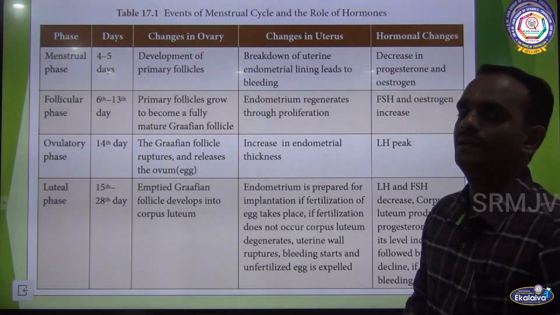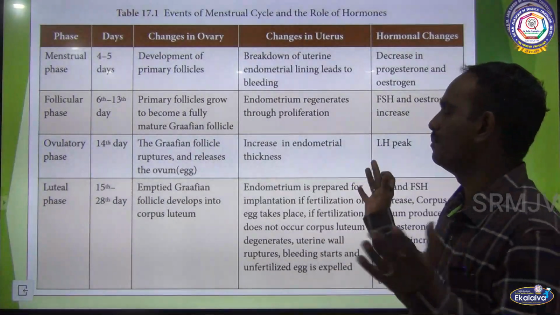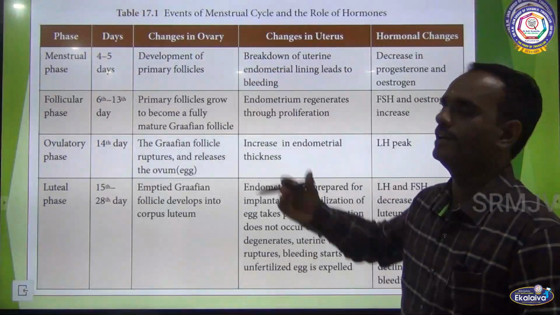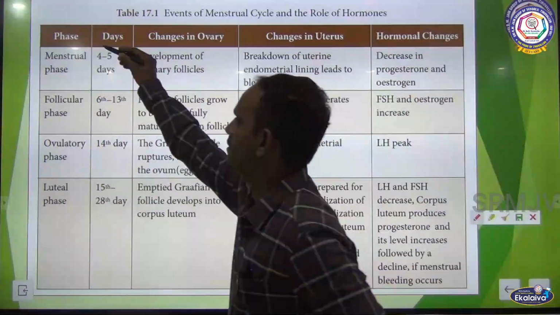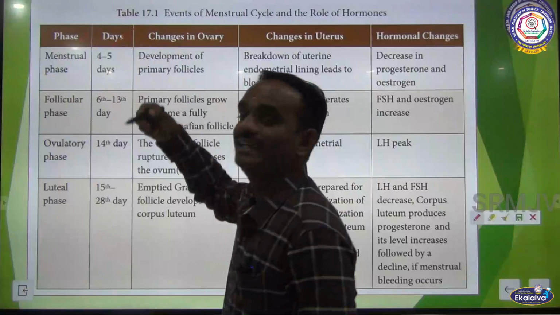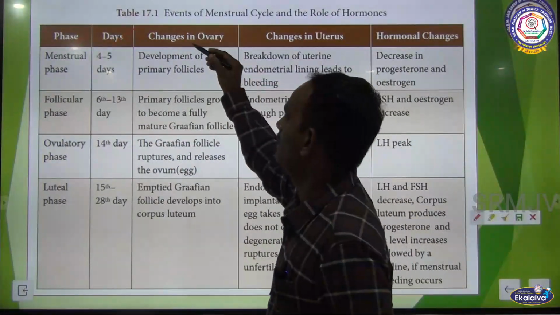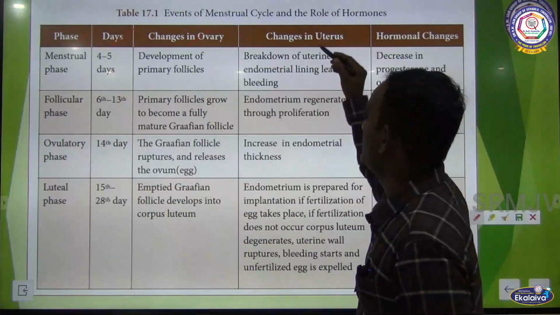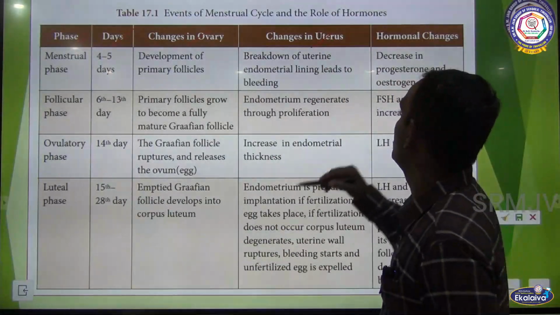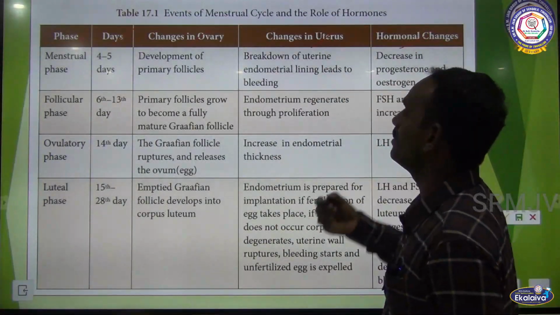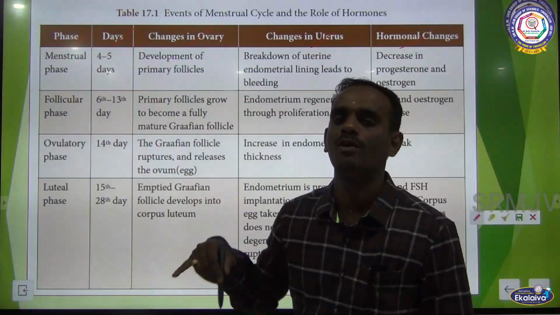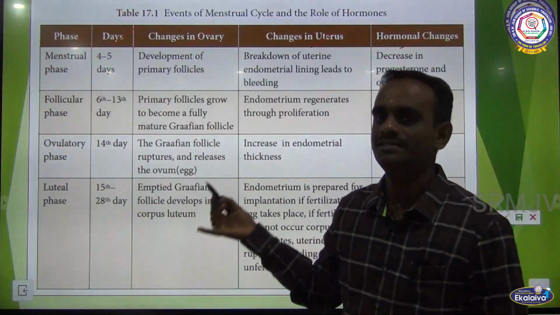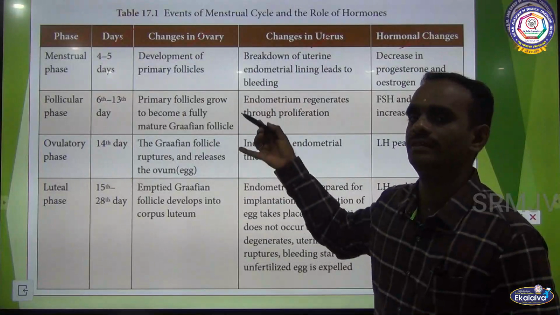See the tabular column here. It compiles all four phases: how many days each phase occurs, what changes take place in the ovary, what changes take place in the uterus, and what hormonal changes take place in the body of the female. Let's see how the changes take place.